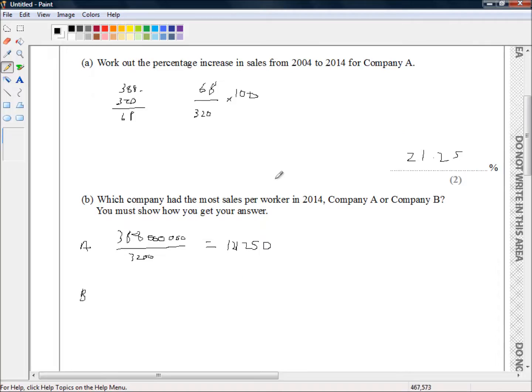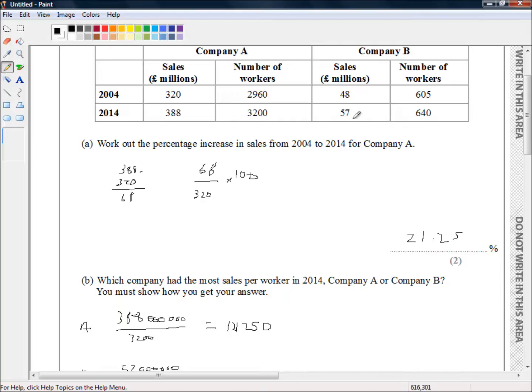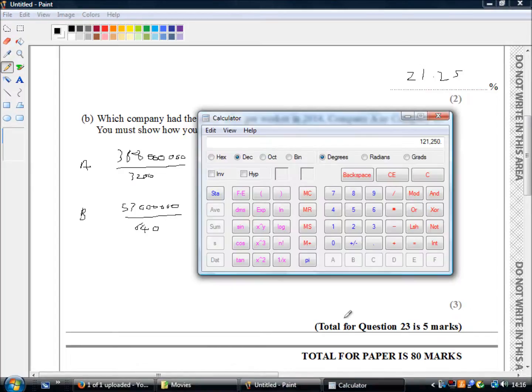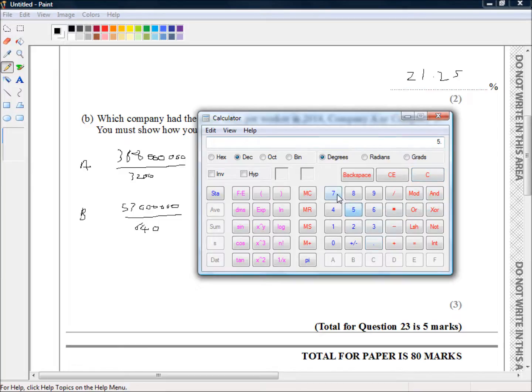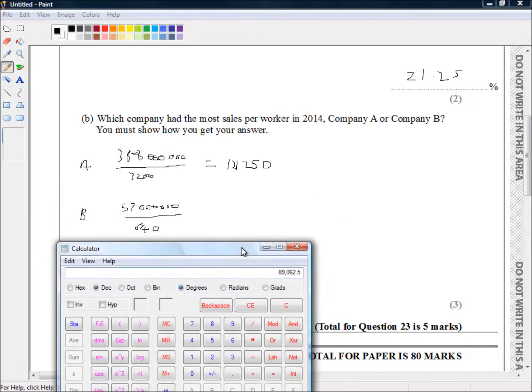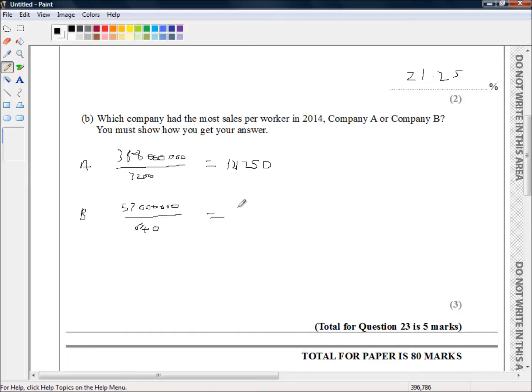had 57 million sales divided by 640 workers. So this time it's 57 million divided by 640 workers, which is 89,062. So Company A had the most sales per worker.